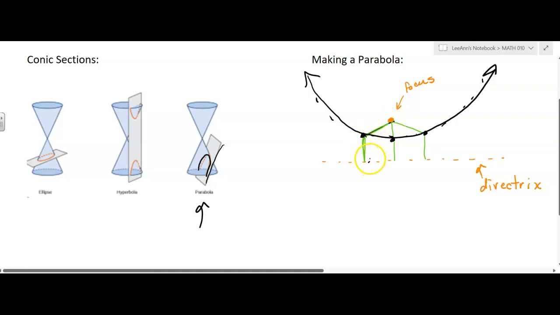Now, when you're going to the directrix, you're dropping a perpendicular, so that distance is from the point perpendicular to the directrix. Okay, that's the definition of a parabola.